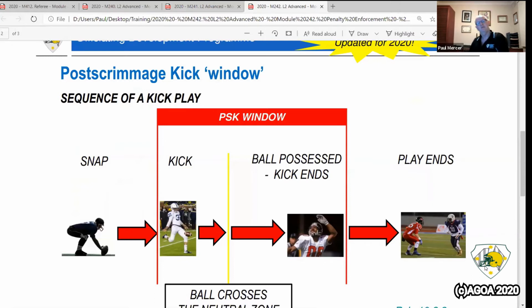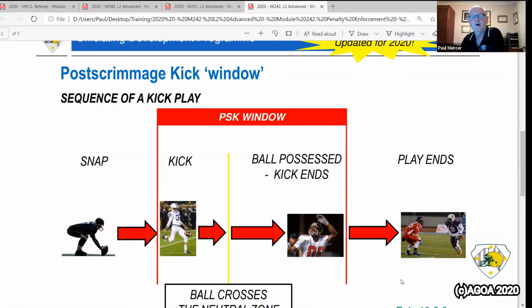So there's a time span during a play when post-scrimmage kick enforcement rules can apply. In essence, this says that when the play ends, if the receiving team is in possession of the ball and certain other things hold true, then they can keep the ball but be assessed for their foul, so that we don't have to go back and have a re-kick and assess a penalty against Team B. Team B can keep the ball because it occurred during this interval, or during the PSK window, from the time the ball was kicked until the kick ended.